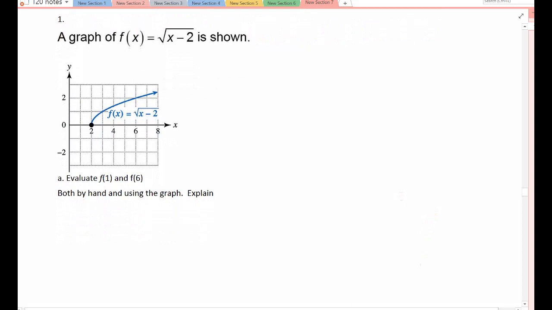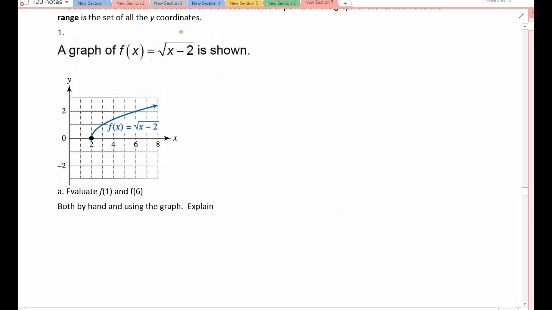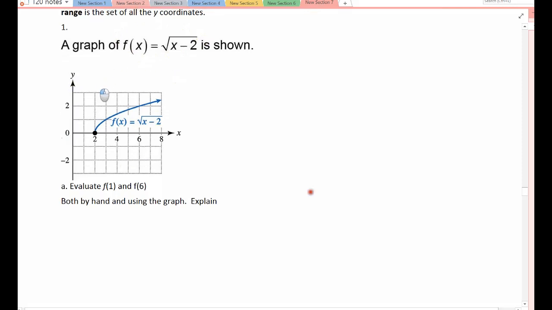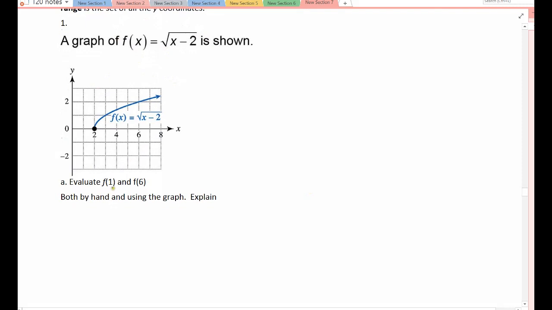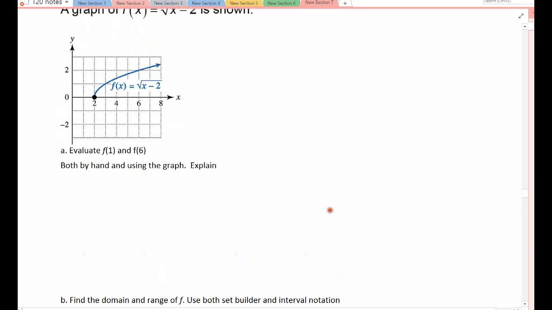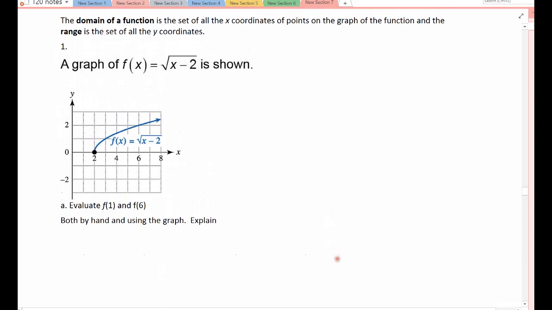Alright, so we've got the graph of the square root, and I'm going to go through how to find this also by hand, which is what we practiced last time. But I'm going to first graph and then we'll look at it by hand. Alright, so before we get to the domain, so here's my graph of this function. Alright, so we've got the graph of the square root of x minus 2. So there is the symbolic, there's the graphical representation. So the first question is find f of 1 and f of 6, and then we'll get to domain and range.